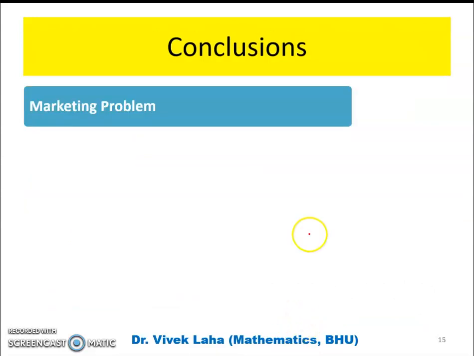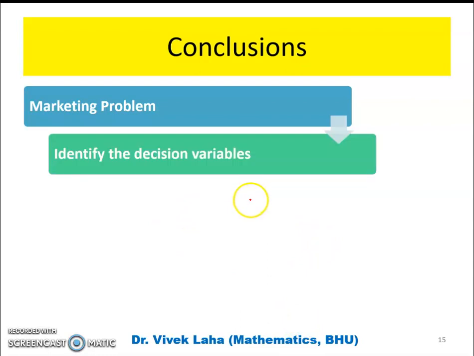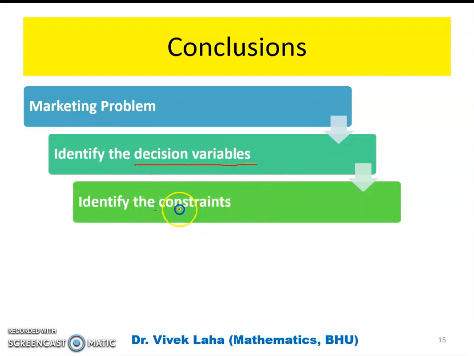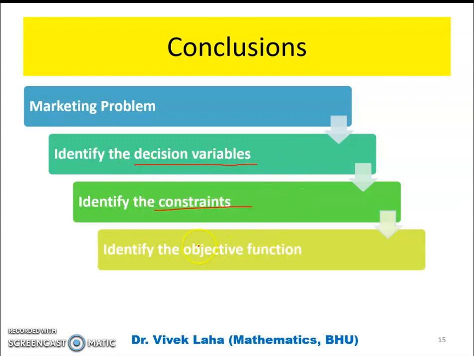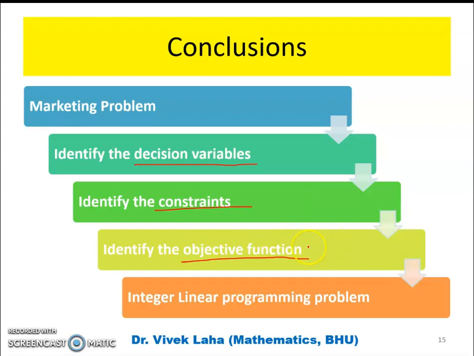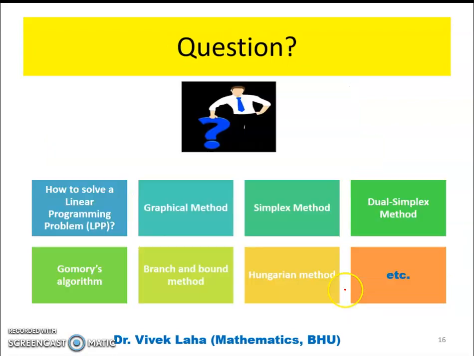Now what we have done till now is, we have a marketing problem, and we have identified the decision variables, and then we have identified the constraints, and then we have identified the objective function, and then we saw that we have an integer programming problem. As in the previous case as well, the question is how to solve this integer programming problem. So we can use different types of methods, which we will discuss in the upcoming lectures.